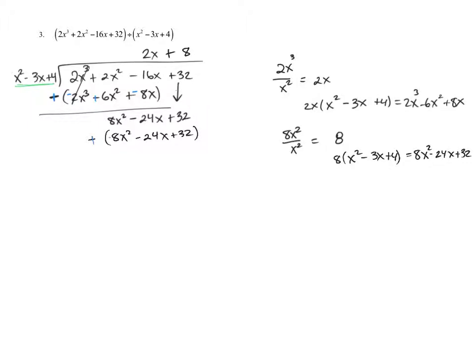Subtracting means adding the opposite, so we change all of our signs in there, and we get a nice remainder of 0. So our final answer, our quotient there, is 2x plus 8.